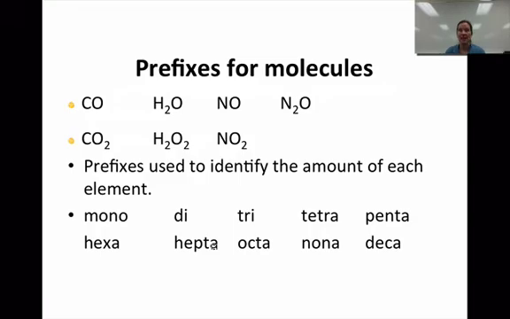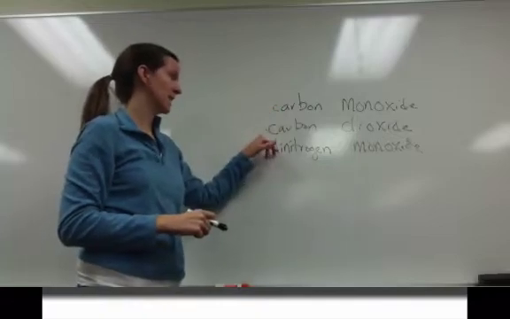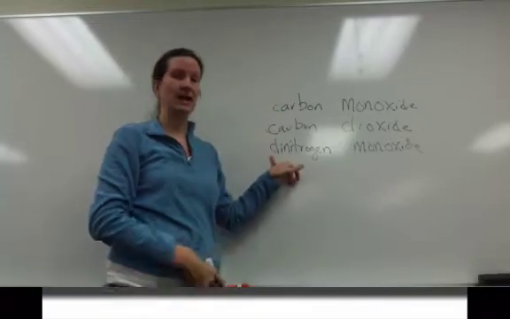Water is actually dihydrogen monoxide. Below that you have dihydrogen dioxide, which is the same thing as hydrogen peroxide. NO would be nitrogen monoxide, below that NO2 would be nitrogen dioxide, and then N2O would be dinitrogen monoxide. Here are three of the names: carbon monoxide, carbon dioxide, and dinitrogen monoxide.